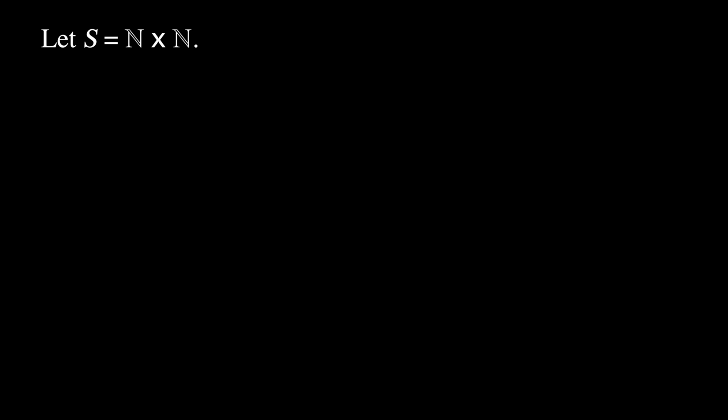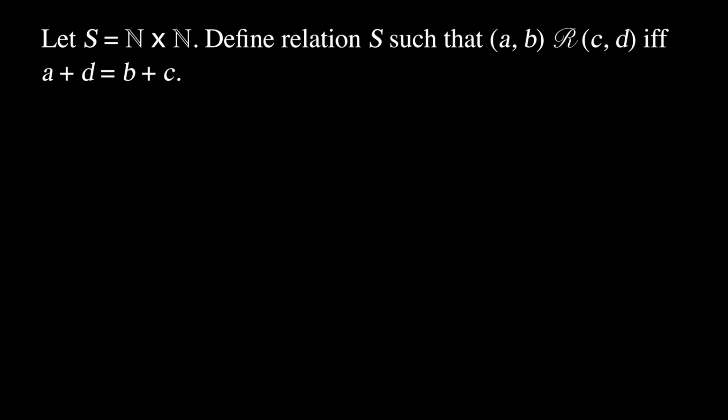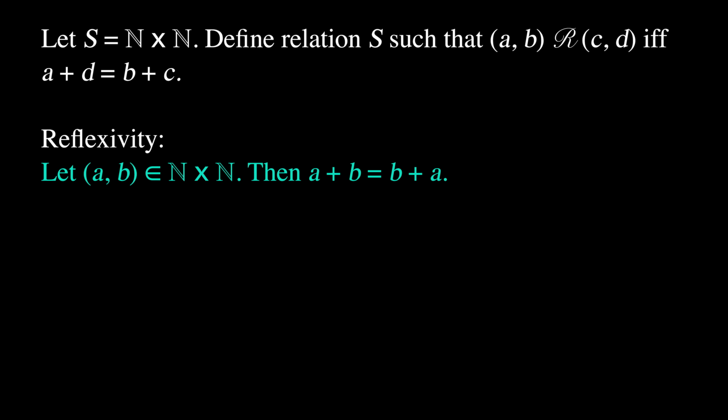Here's another example. Say S equals N by N. Let's define the relation on S such that the ordered pair (a, b) is related to the ordered pair (c, d) if and only if a plus d equals b plus c. Let's start with showing this is reflexive. Let (a, b) be in N by N. Then a plus b equals b plus a. Thus, (a, b) is related to (a, b).